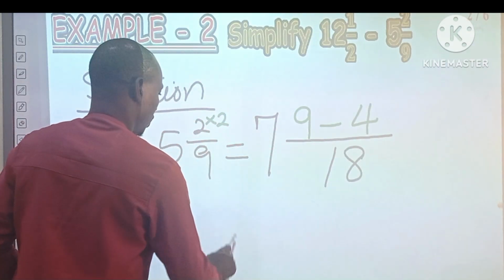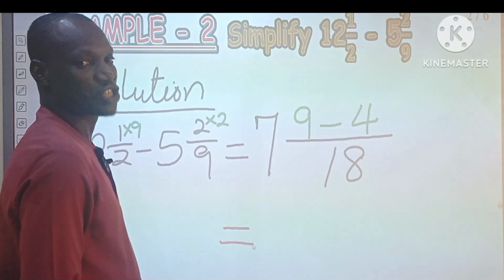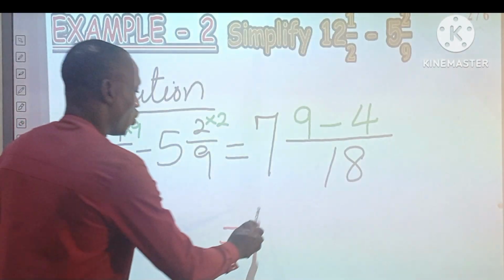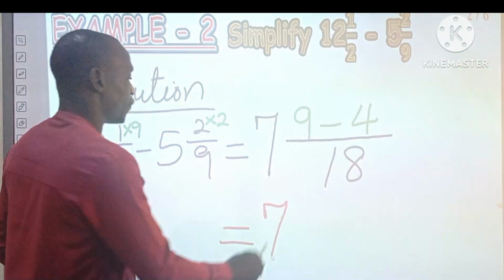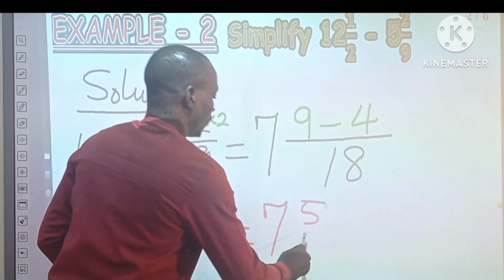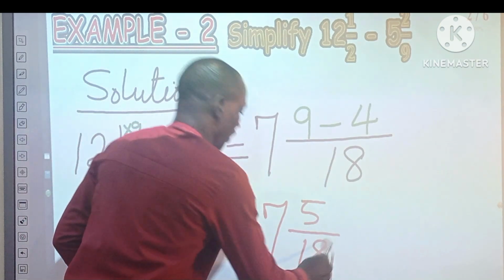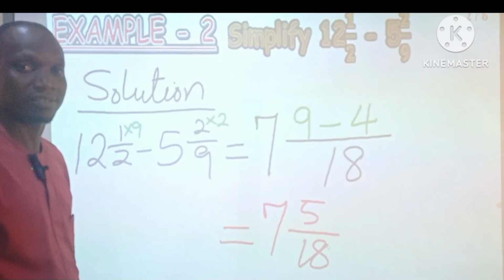Now with this, we are going to the next stage, which is bringing down my whole number, 7. Now subtract the numerators. 9 minus 4 gives me what? 5 all over 18. That is our final answer.